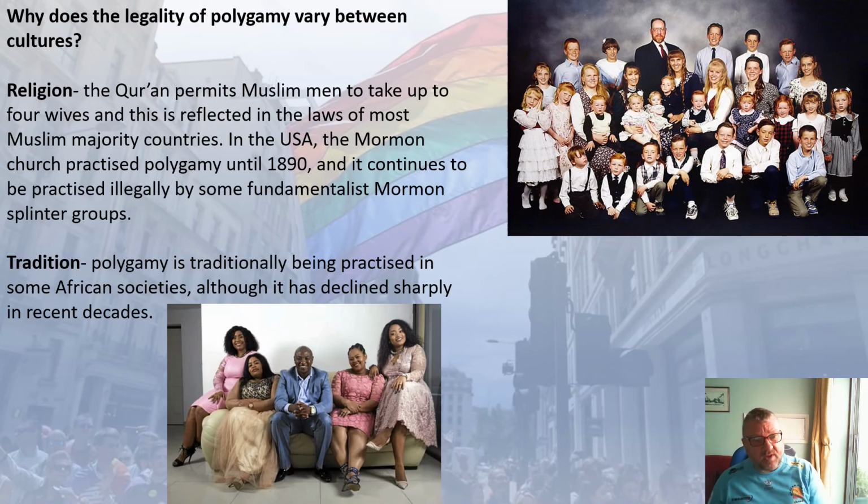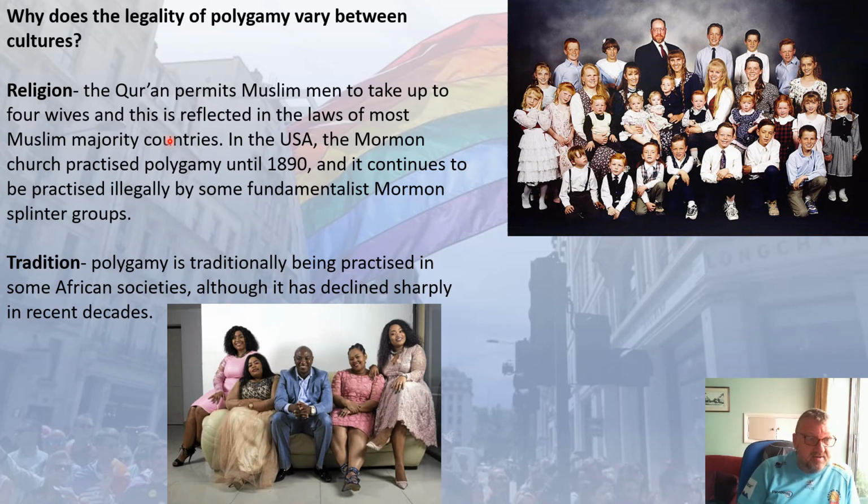So let's go down to this a little bit more, okay? So why do we have this variation between cultures? Well, basically it boils down to 2 key factors: religion and tradition. And as we go through some of these examples, you'll see that religion has quite an impact on the social construction of crime. So if we take religion first, in Muslim society, the Quran permits Muslim men to take up to 4 wives, and that's therefore reflected in the laws of most Muslim countries.